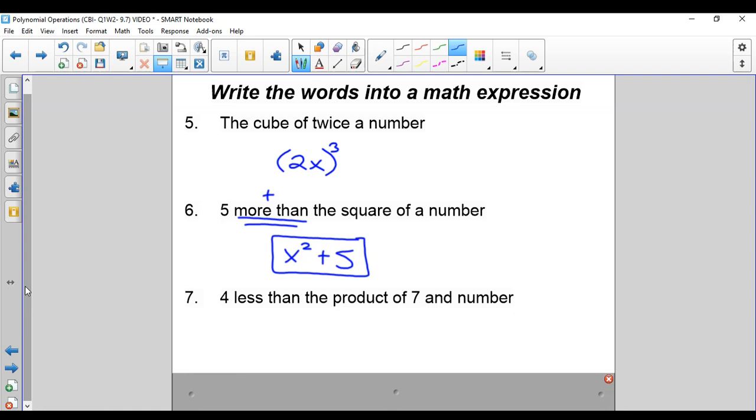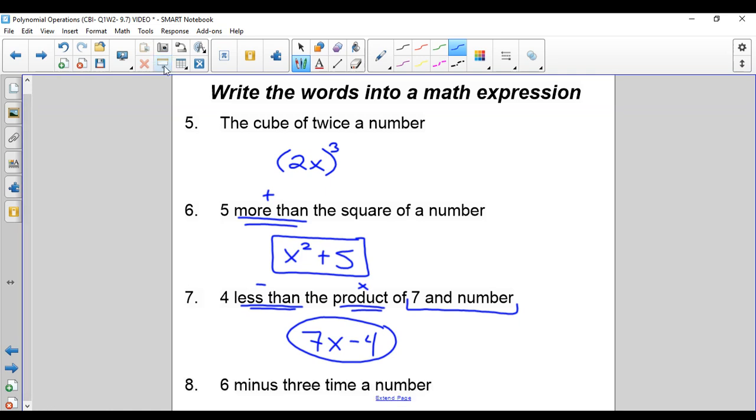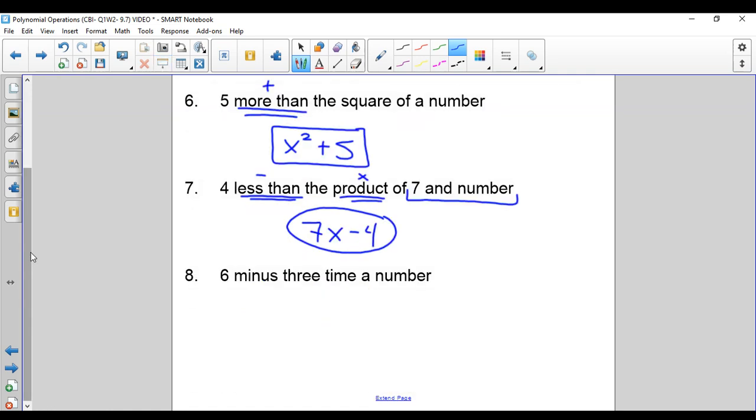2 more on the slide. 4 less than the product of 7 and a number. So we have less than, which is subtraction. Product is multiplication. We're finding the product of 7 and a number. So it's 7x. And we're looking at 4 less than that. So we're going to actually subtract 4 from there. Last one. 6 minus 3 times the number. Minus, I think that one's obvious, subtraction. 3 times the number, so it'd be 6 minus 3 times a number. So you have that.